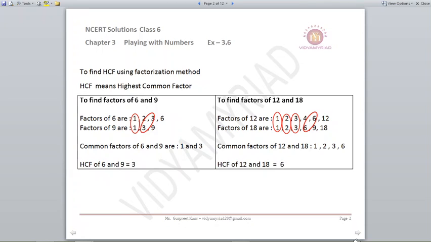Find out the common in both. Now 1 is in both and 3 is also in both. So among 1 and 3, which is the highest number? 3. So the HCF of 6 and 9 is 3.